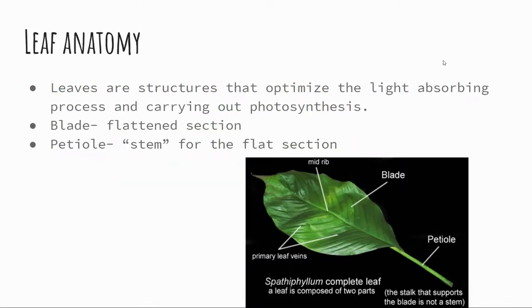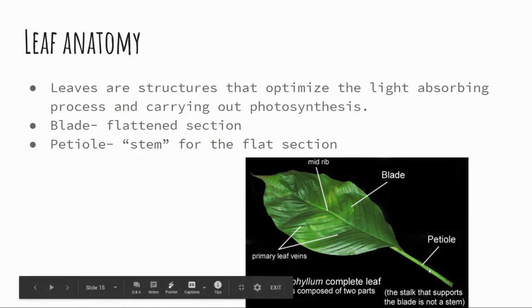All right, moving into leaf anatomy. Couple slides left. Leaves are structures that are optimal for light absorbing and also carrying out photosynthesis. So two big parts of the leaf, you have the blade, which is the flat section, and the petiole, which is also known as the stem for the flat section that is going to attach to a node or another stem. Okay, so this is the petiole, and then you all know what a blade is. You can see the midrib here, and then the primary leaf veins.